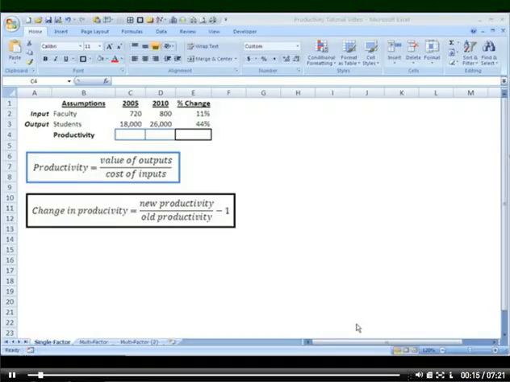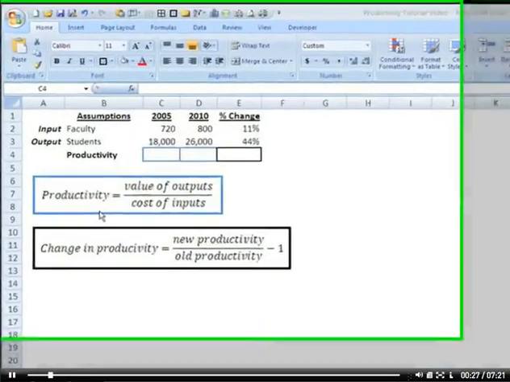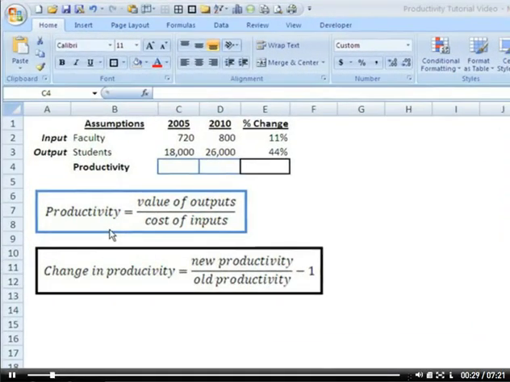When computing productivity, whether it be single-factor productivity or multi-factor productivity, it's important to remember the basic formula, and that is productivity is equal to the value of the outputs divided by the cost or the value of the inputs. Now, the measurements for the value may be very different. It may be in units, it may be in time, it may be in dollars, and so you have to be careful to really make sure you know what it is you are measuring.